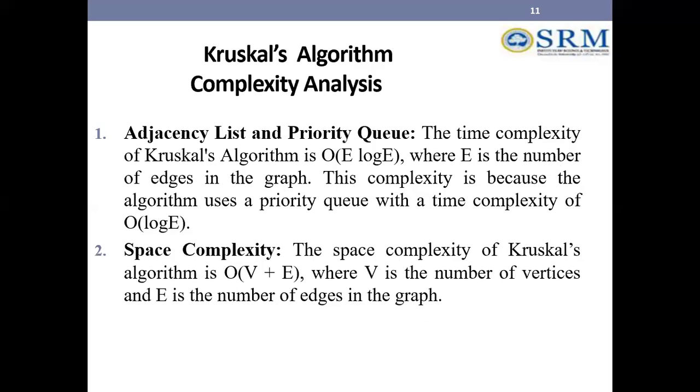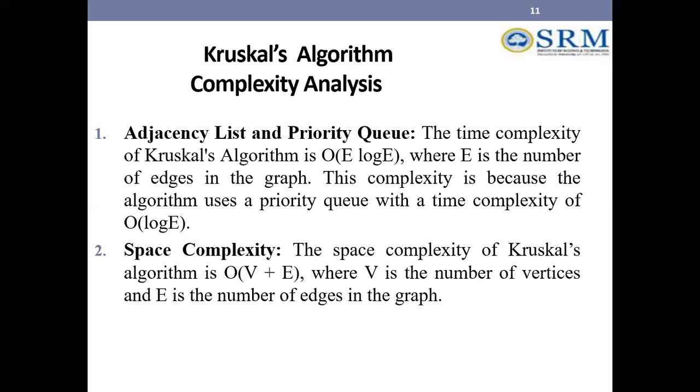And we will see the complexity analysis. Adjacency list and priority queue. The time complexity of Kruskal's algorithm is order of E log E. E represents the number of edges in the graph. So here in Kruskal's algorithm, we are taking all the edges and the edges are processed by weight. So the priority queue chooses the edge with minimum weight. So the time complexity of the priority queue is order of log E. So the total complexity of the algorithm using adjacency list and priority queue is order of E log E.